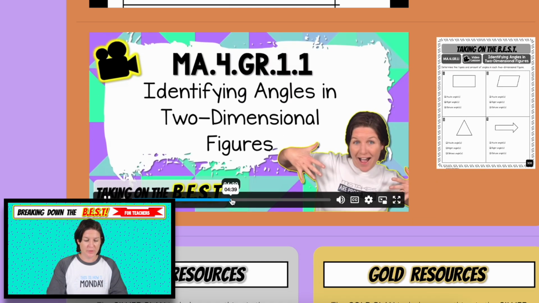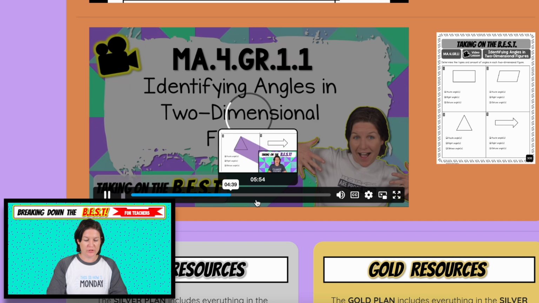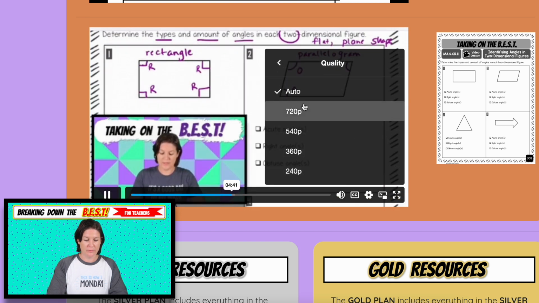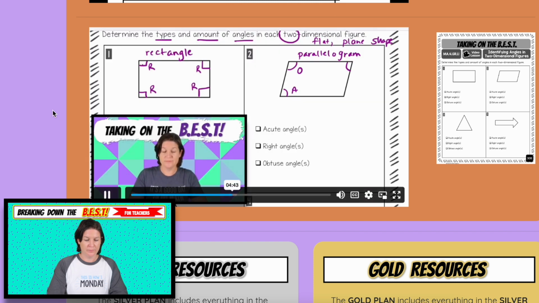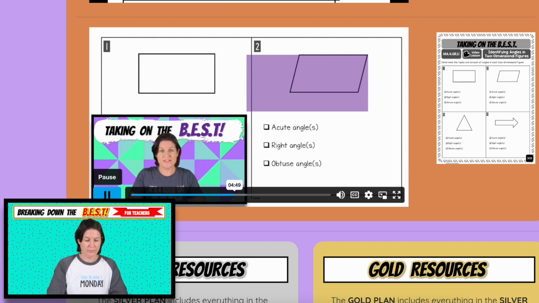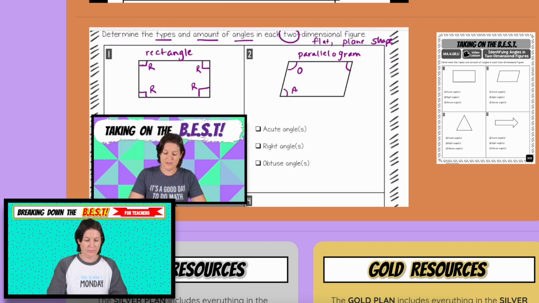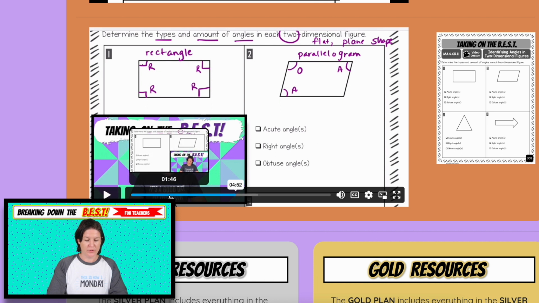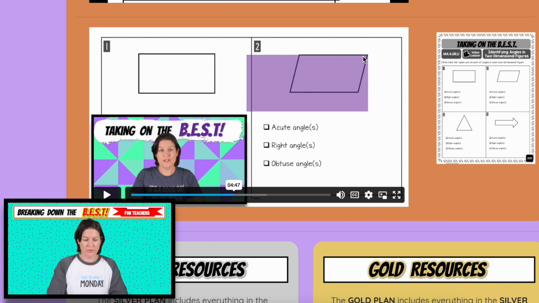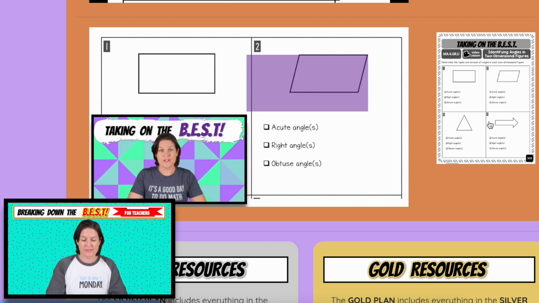Same thing here with our identifying angles in two-dimensional shapes. Okay. What about this angle right here? Line up your square corner, and is it acute, obtuse, or right? It is acute. It is less. So using that square corner right there to show that it is less than a right because it's going behind the paper. So all of that is broken down in these video lessons.